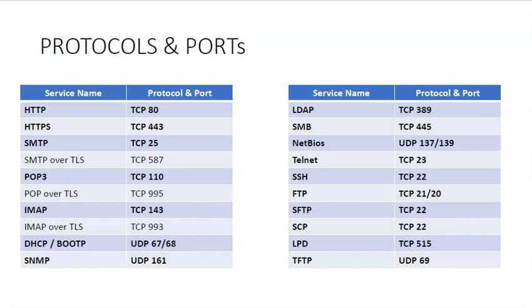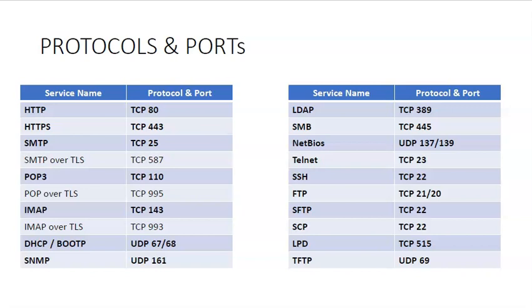Then we have FTP, which is TCP 21 and 20. Mainly port 21 is used for the control channel and port 20 for the data channel. Then we have SFTP, which runs on TCP port number 22. It uses SSH for FTP to make it more secure. As FTP is a plain text protocol, SFTP can be used to secure that communication further in an encrypted form. Then we have SCP, which also runs on TCP port number 22. It is the Secure Copy Protocol.